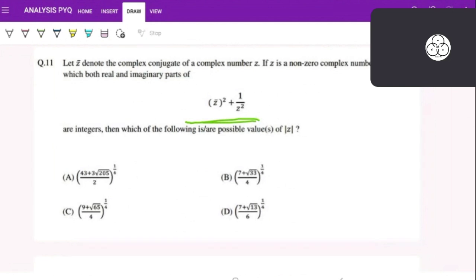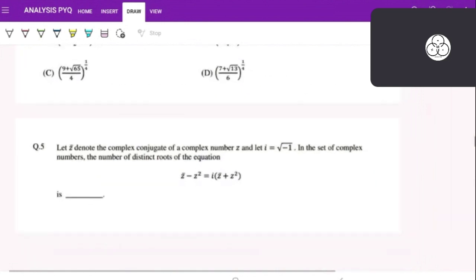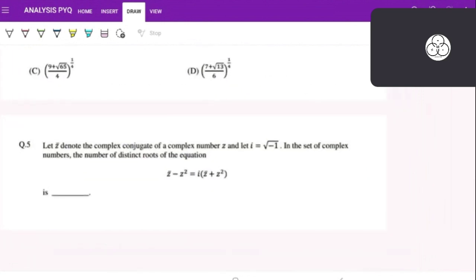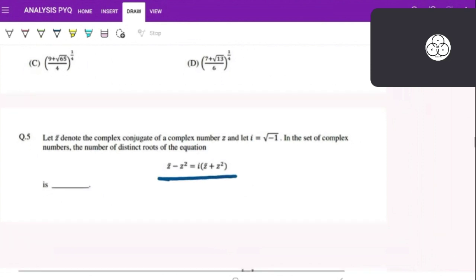Next question, again taken from that Titu Andreescu book. Let me show you the proof. See, this is the problem. Now look here.